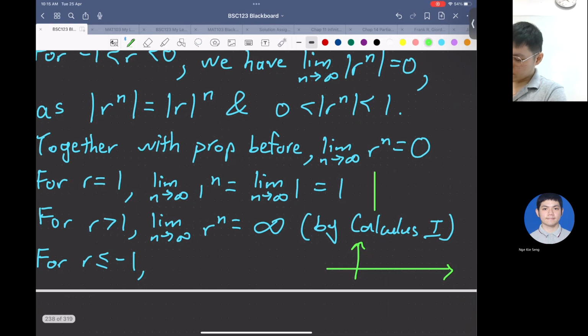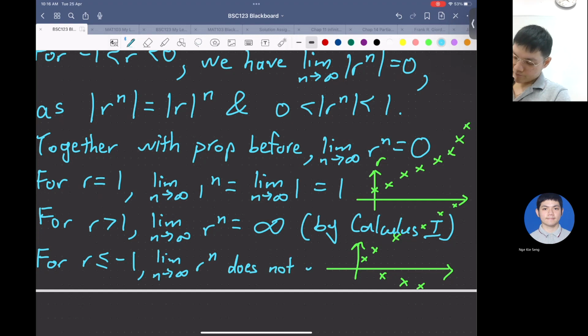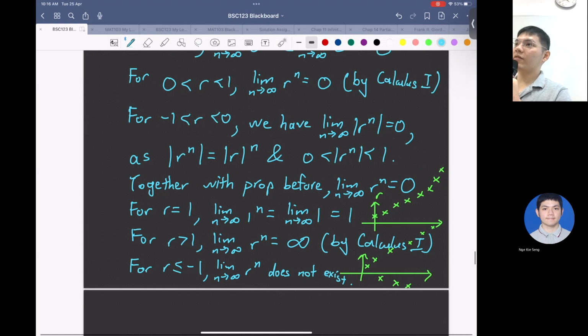So let me draw the r greater than 1 case first. It goes to infinity. But if you put the minus sign in, it will grow larger and larger in both directions. So it doesn't diverge to infinity or just negative infinity, so we cannot find the limit. We will say that the limit doesn't exist because it diverges both ways. Does everyone follow the logic?